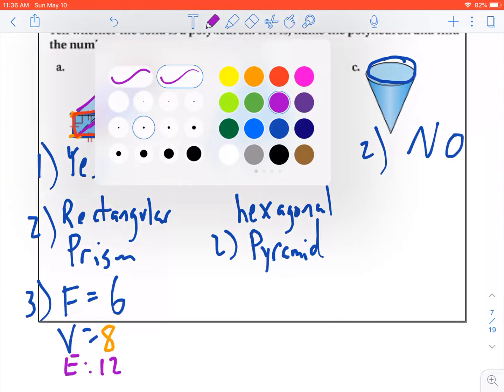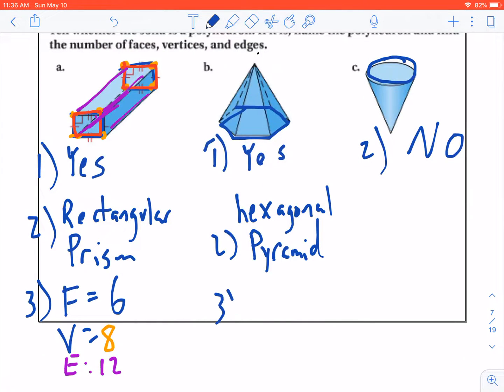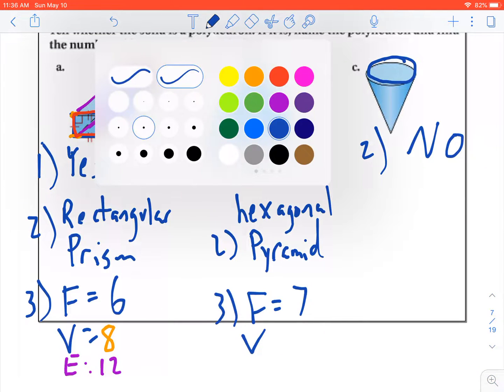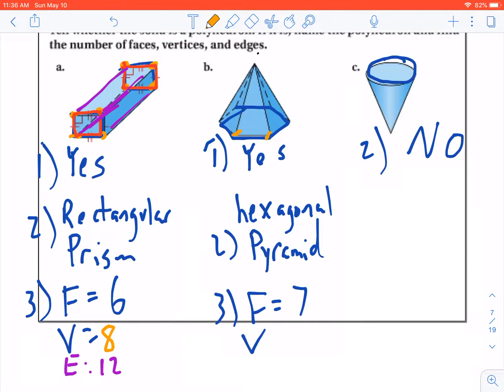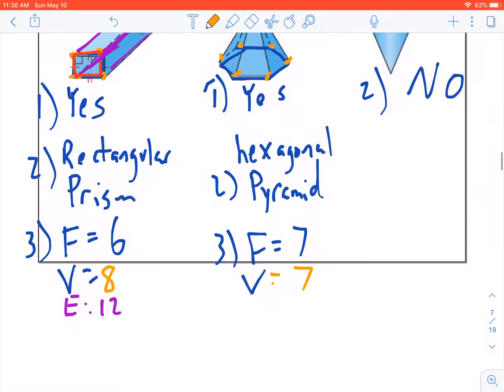In B, counting up my faces, there are the 6 triangles that go around and the 1 hexagon on the bottom. So there are 7 faces. For my vertices, there are the 6 vertices on the bottom, 1, 2, 3, 4, 5, 6, and then 1 up top. So there are 7 vertices. And you will see in a pyramid, those 2 items are always the same.